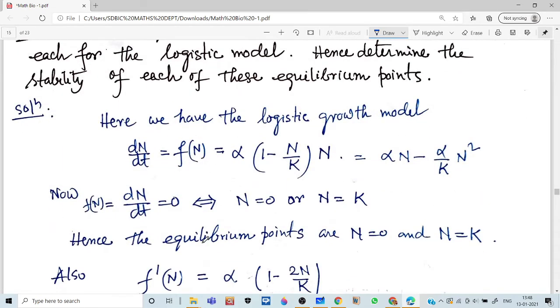Now f of n, that is dn dt, is equal to 0. So when dn dt is equal to 0, either n equals 0 or 1 minus n by k equals 0, that is n equals k. So the equilibrium points are n equal to 0 or n equal to k.